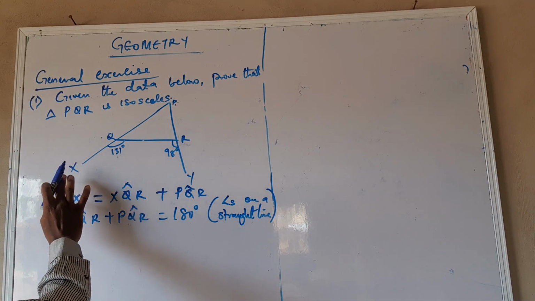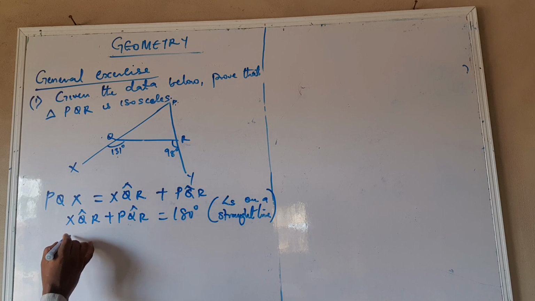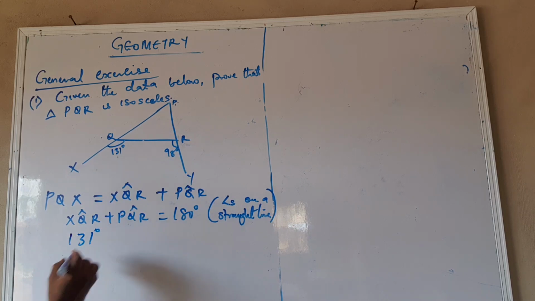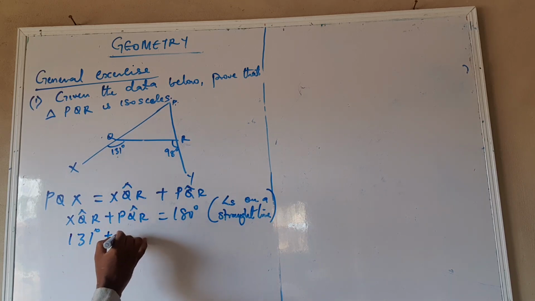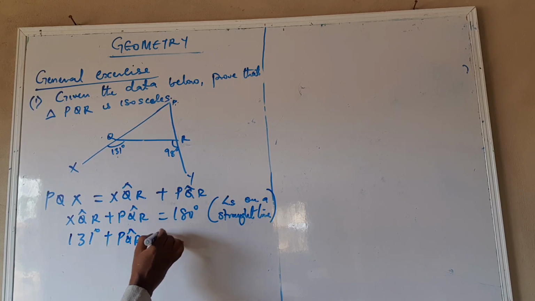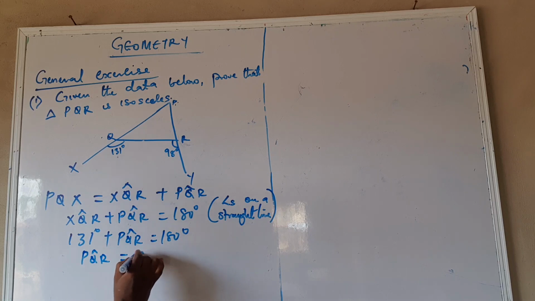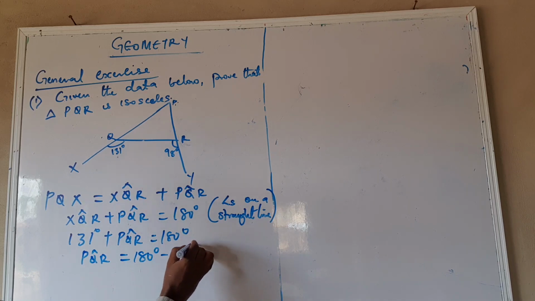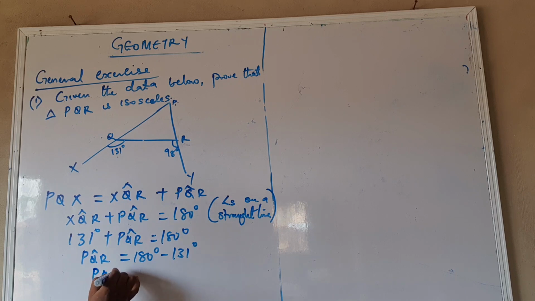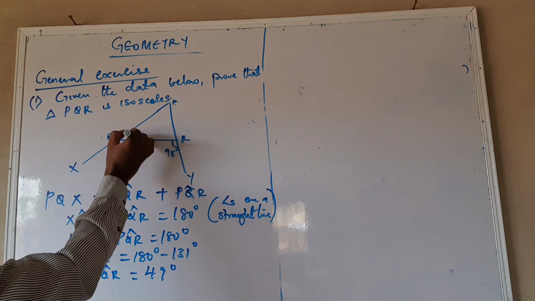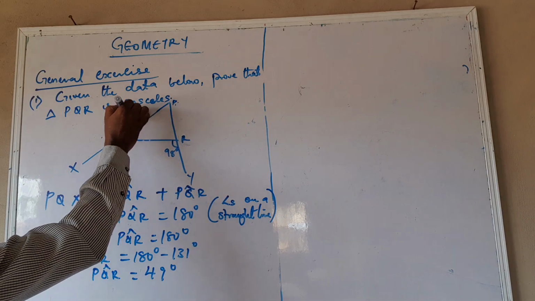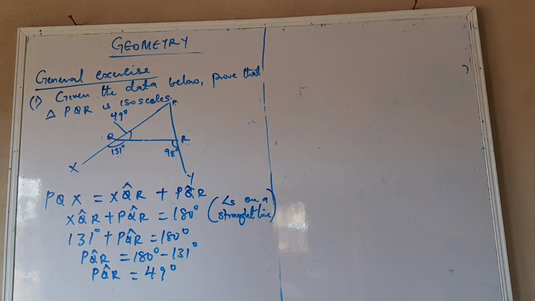And we already know our SQR, which is 131 degree, then plus our PQR, we don't know it yet, equal to 180 degree. So we have our PQR equal to 180 degree minus 131 degree. And this PQR, if you subtract it, will give us 49 degree. So we can say that this angle here is 49 degree.